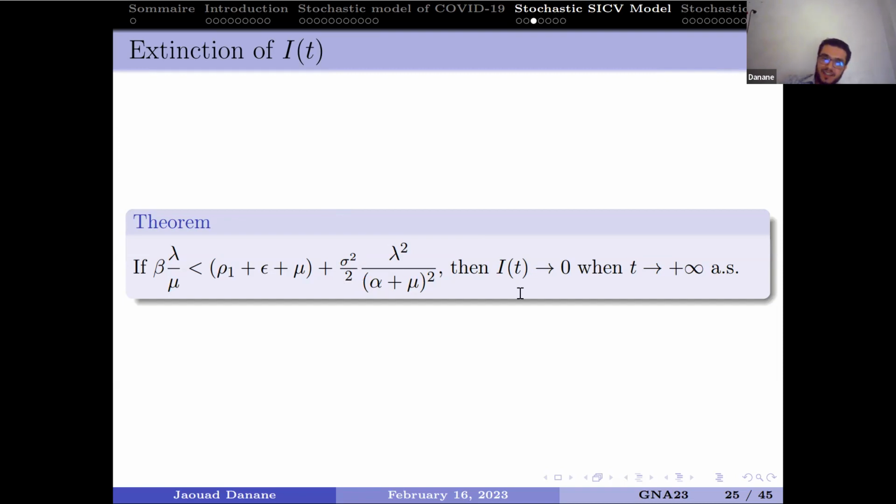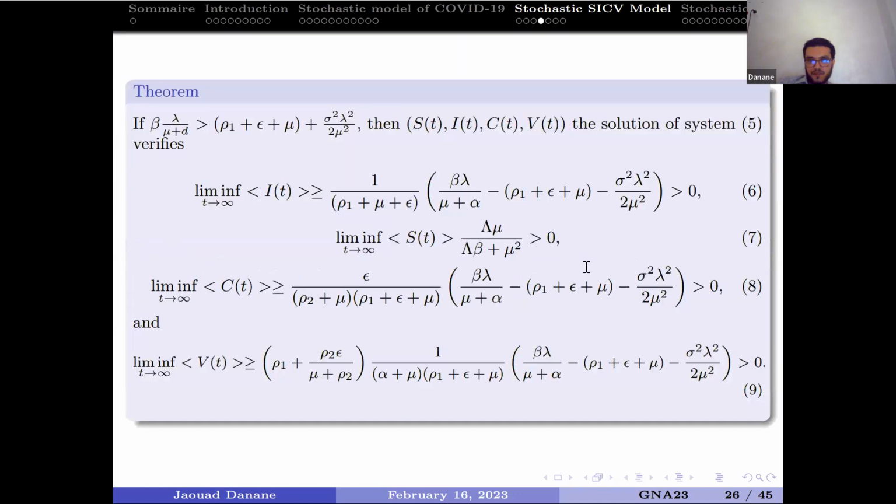That means the limit of U(t) goes to 0 when t goes to plus infinity, almost surely. In order to prove this result, the details of this proof can be found in the journal Applied Sciences. We construct a Lyapunov function and, using the Ito formula, we obtain this condition, and when it is satisfied, U2 goes to 0 when t goes to plus infinity.